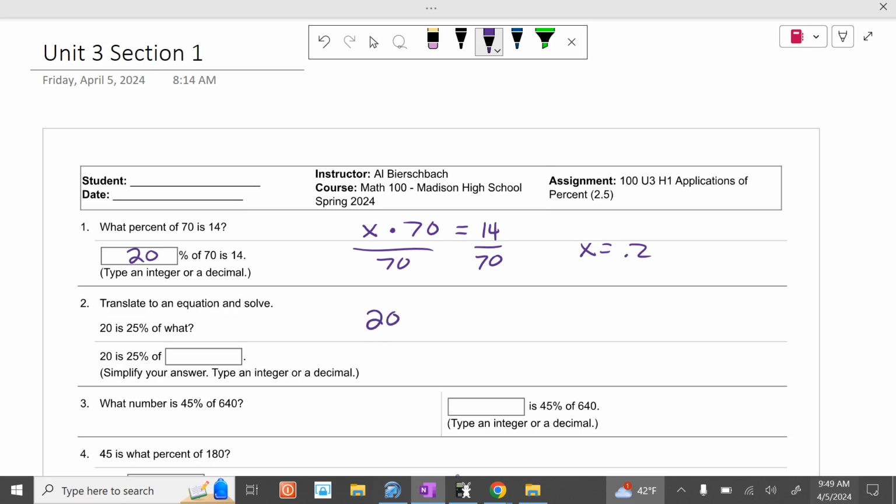The next one, 20 is 25% of what? So you change your percent to a decimal when you put it into the equation. Of what? So then there's an x there. So divide by 0.25. So x equals 80.